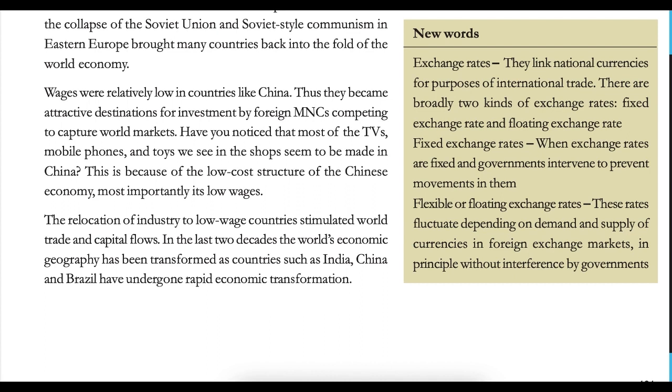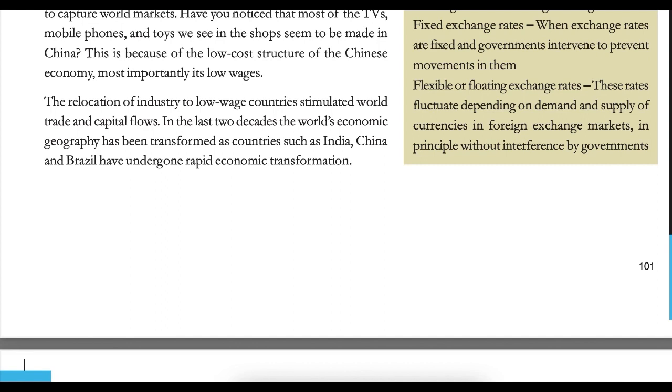Have you noticed that most of the TVs, mobile phones, and toys we see in the shops seem to be made in China? This is because of the low-cost structure of the Chinese economy, most importantly, its low wages. The relocation of industry to low-wage countries stimulated world trade and capital flows. In the last two decades, the world's economic geography has been transformed as countries such as India, China, and Brazil have undergone rapid economic transformation.